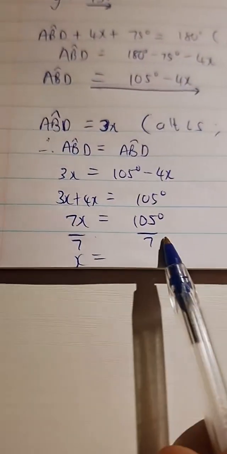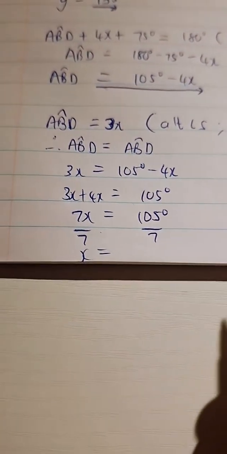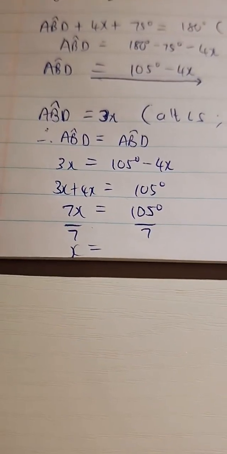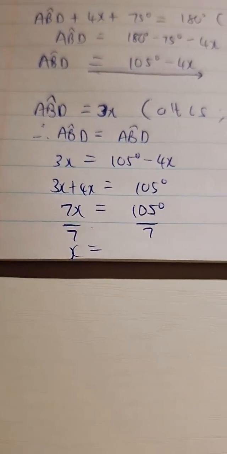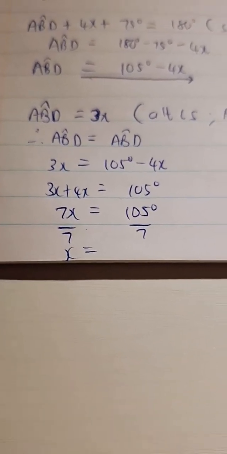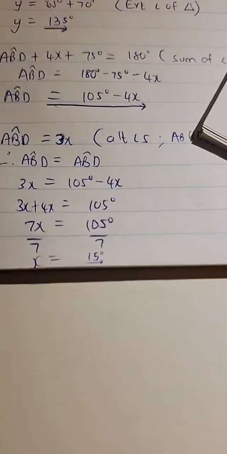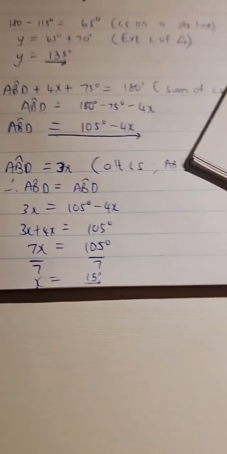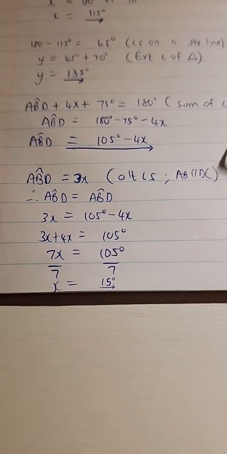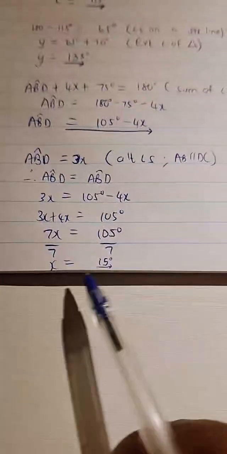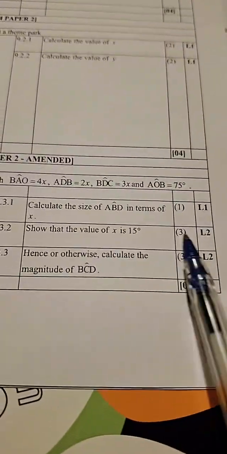What's 105 divided by 7? Is it 15? Is it really the answer that we were looking for? Did you get 15? I think it is. It is. Wow, guys. Okay, so the value of x truly is 15. That's 3 marks in the bag.